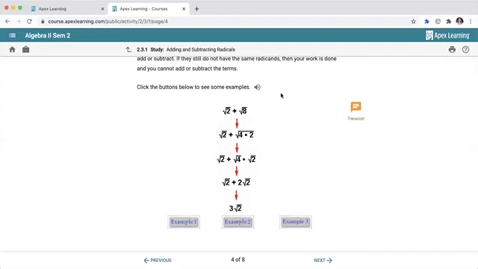Again, I'm a perfect example of why you need to make sure you go through this slowly and carefully, writing out all of your steps.